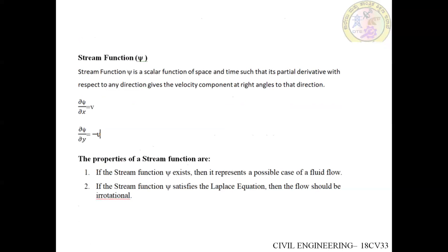Next comes the stream function, which is represented by psi. It is also a scalar function of space and time. The partial derivative with respect to any direction gives the velocity component at right angle to that direction. So dou psi by dou x will be equal to v, and dou psi by dou y will be equal to minus u. The property of stream function is that when the stream function psi exists, it represents a possible case of a fluid flow, and if it satisfies the Laplace equation, then the flow should be irrotational.